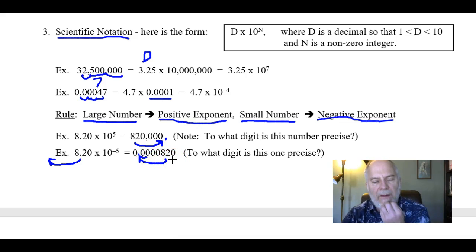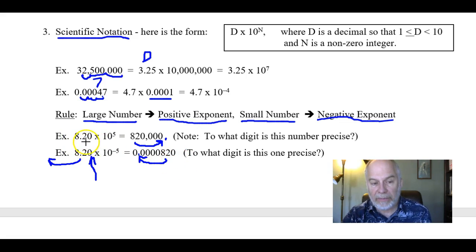0.0000820. Now, I want you to notice I kept the 0 right there. I kept that 0 in my final answer, the 0 after the 2. And the reason I did is because the scientist or whoever wrote this number down would not have written that 0 if it wasn't a significant digit, meaning something that he measured. So don't lose precision. Keep that 0 for precision, all right?